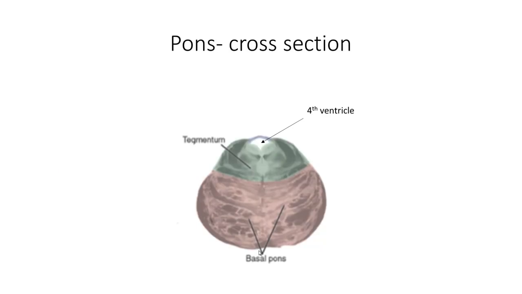On cross-section, we can clearly see our basal pons, which is going to be the most substantial part of our pons. Our tegmentum, again, is going to sit more posteriorly. Our fourth ventricle, sitting here. And then our tectum, which is going to be sitting here in blue.